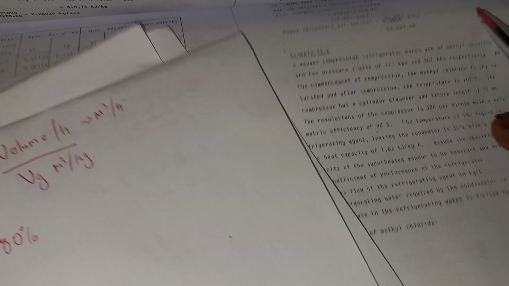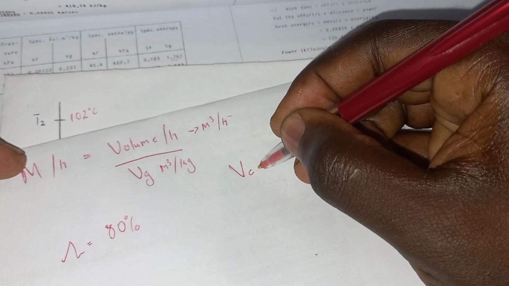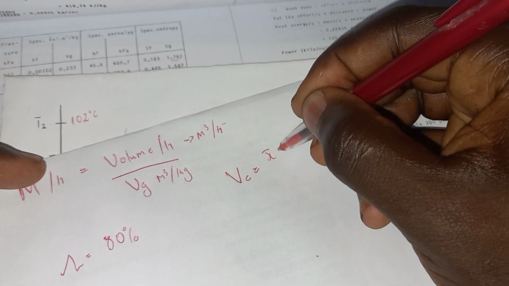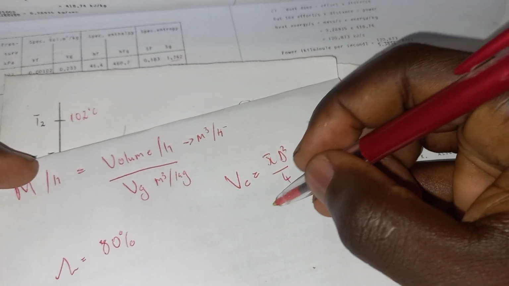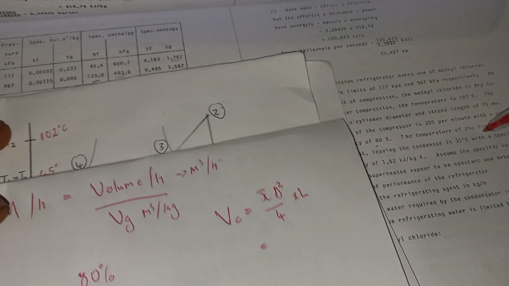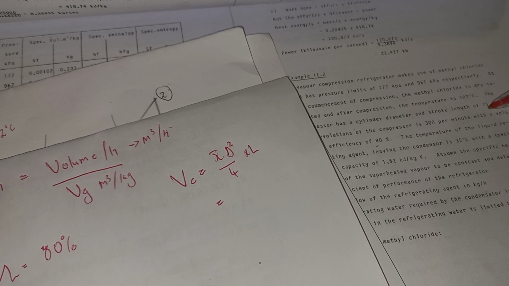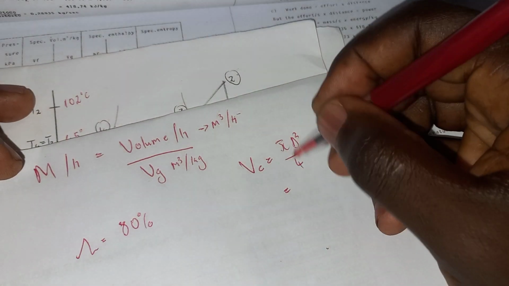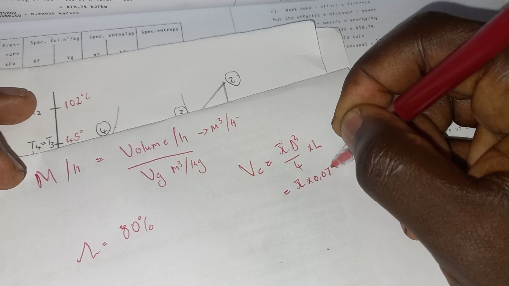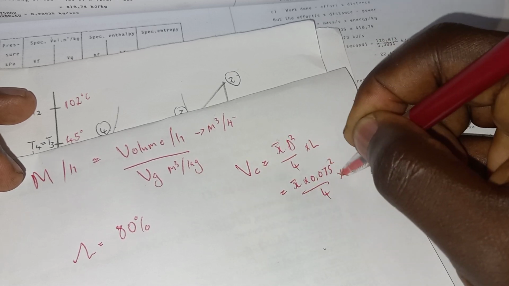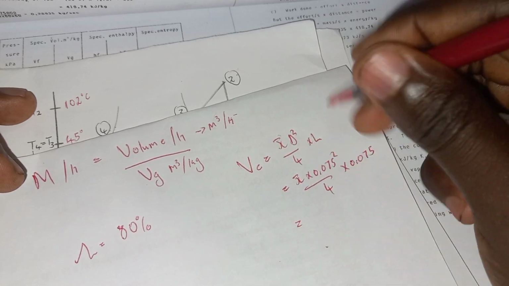This can give us the volume of the compressor. We can say the volume of a compressor is equal to pi d squared over 4 multiplied by the length. And our length here is 75, together with the diameter. So this one is pi times 0.075 squared over 4 multiplied by 0.075, and then we get the volume.